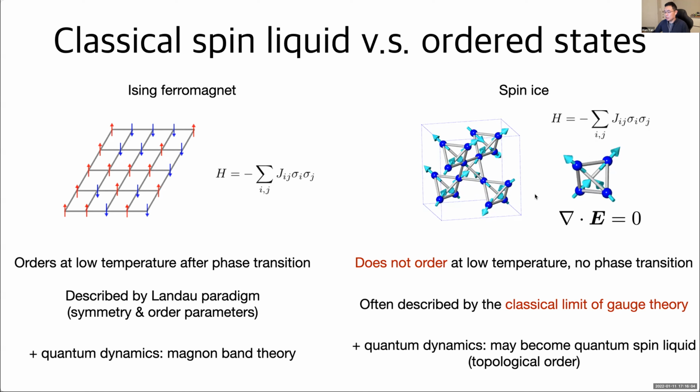Okay, so instead of being described by order parameters, this spin liquid is often described by some classical limit of gauge theory. And now this is the classical limit. Once you introduce some quantum dynamics, then it can become a quantum spin liquid, which has many different types of topological orders, which are, of course, very interesting.